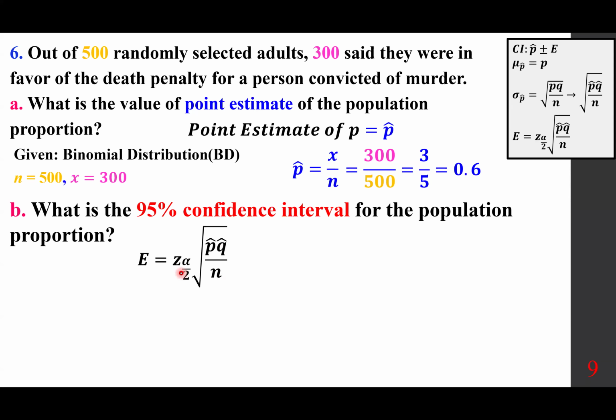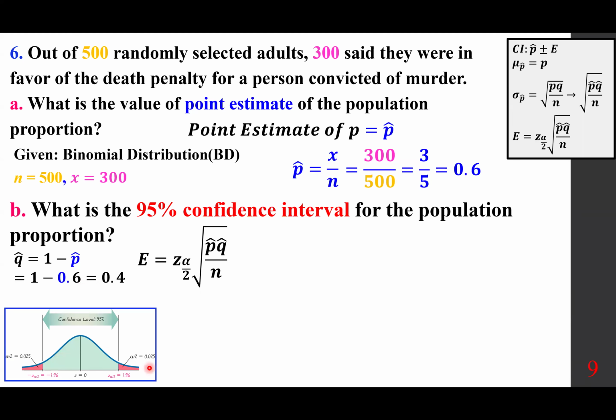What is Z? 95% is a common value. Q hat is 1 minus P hat, which makes it 0.4. This, as we mentioned, 1.96 is a common value. So now we have everything to plug in. Evaluate, we get 0.0429.